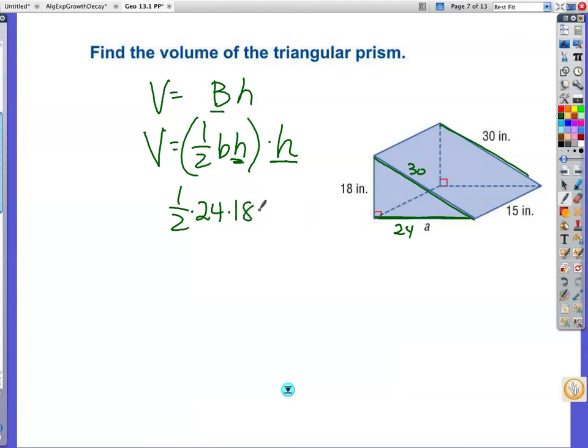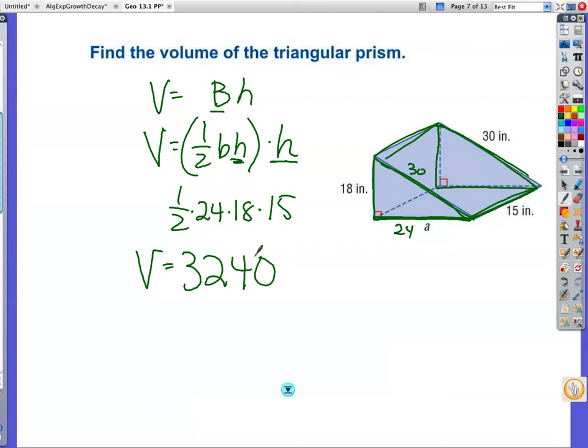I'm going to take that times the height of the prism. That means the distance between these bases. This is the base, this is the base. How far is it from here to there? 15. Okay, so now I take 1/2 times 24 times 18 times 15, and I'm getting a volume of 3,240, and this would be inches. Now that it's a volume, it has 3 dimensions, length, width, and height, then I have inches to the 3rd power.